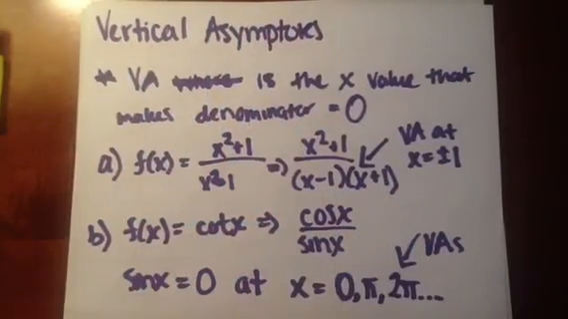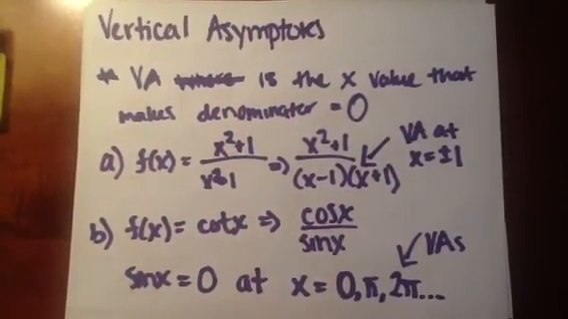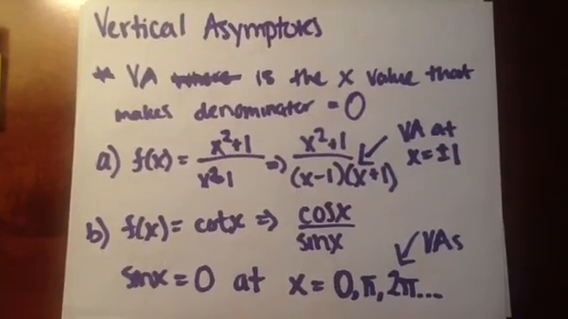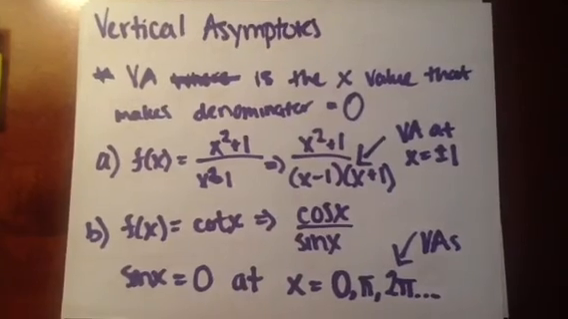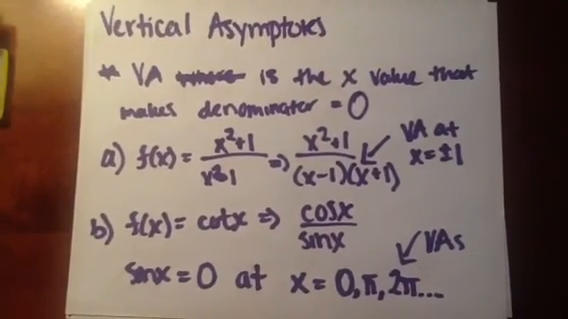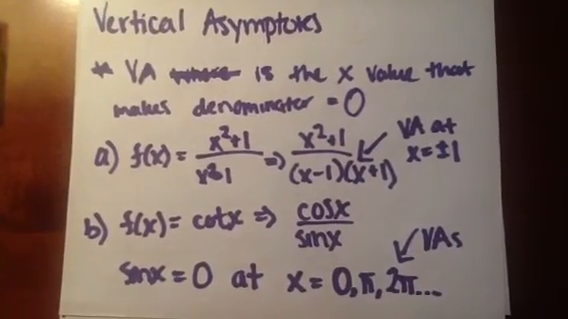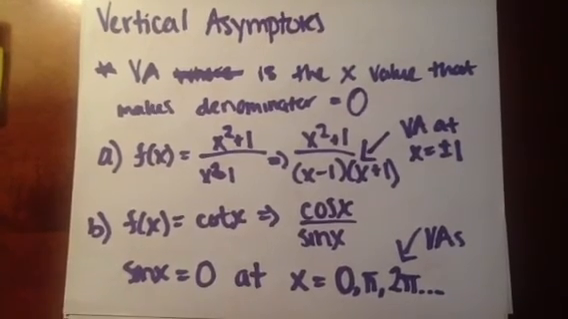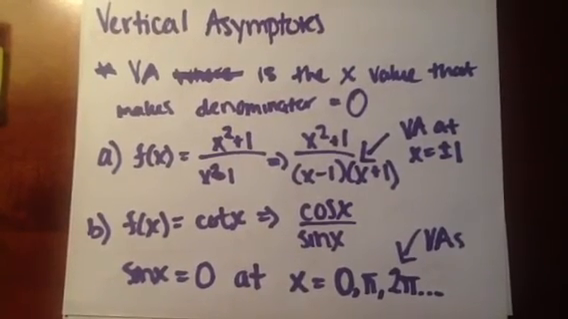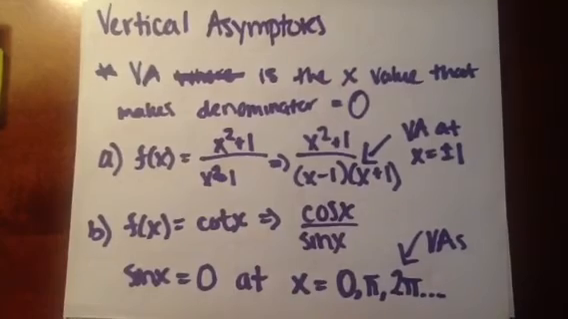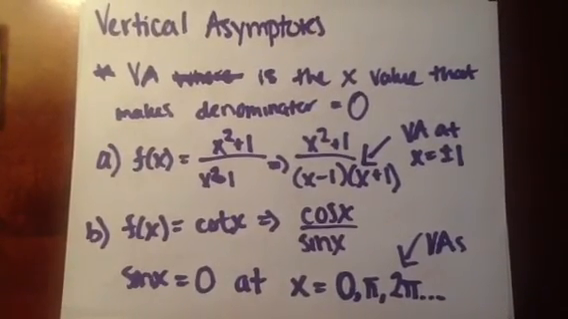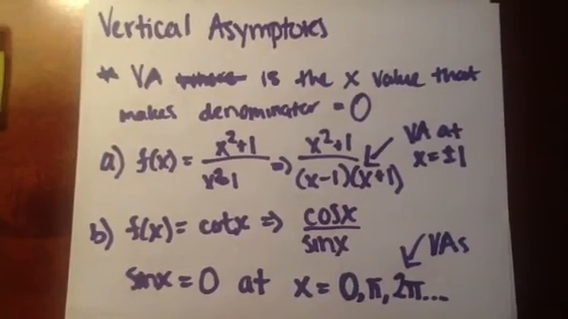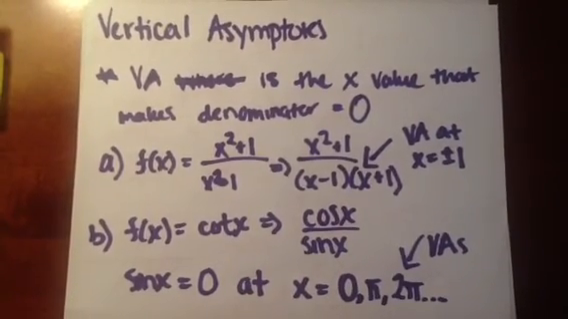A vertical asymptote can be found at the x value that makes the denominator of a function equal 0. One example is f of x equals x squared plus 1 over x squared minus 1. By factoring the denominator, we can see that it also equals the quantity x minus 1 times the quantity x plus 1. And if we set both of those equal to 0, we can see that there's a vertical asymptote at both 1 and negative 1.